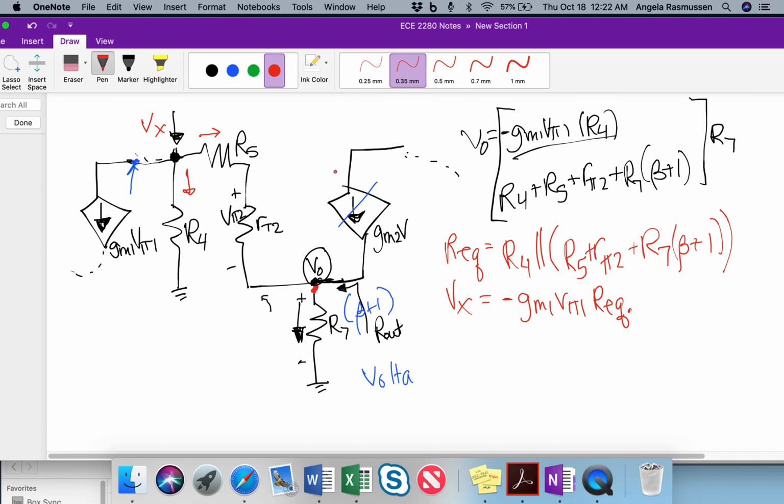Now that's going to be the voltage just at Vx, and then in order to get the voltage at Vout, we would have to do another divider. So Vout would actually be the division of Vx times R7 times beta plus 1 all over R7 times beta plus 1 plus R pi 2 plus R5. So that would be another way to get Vout.